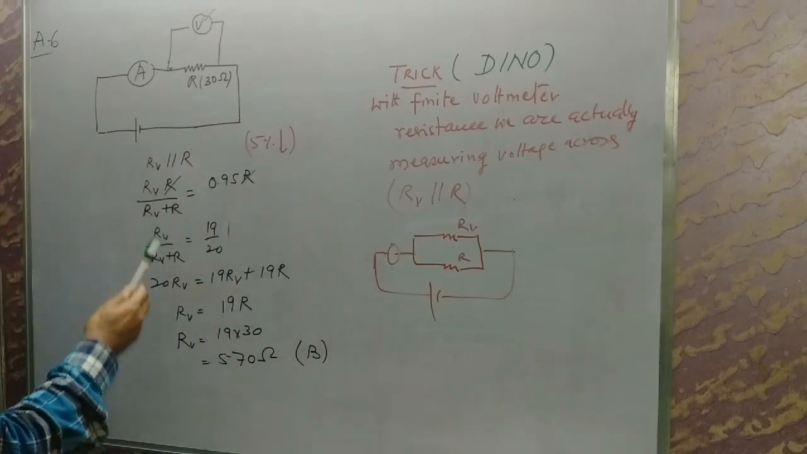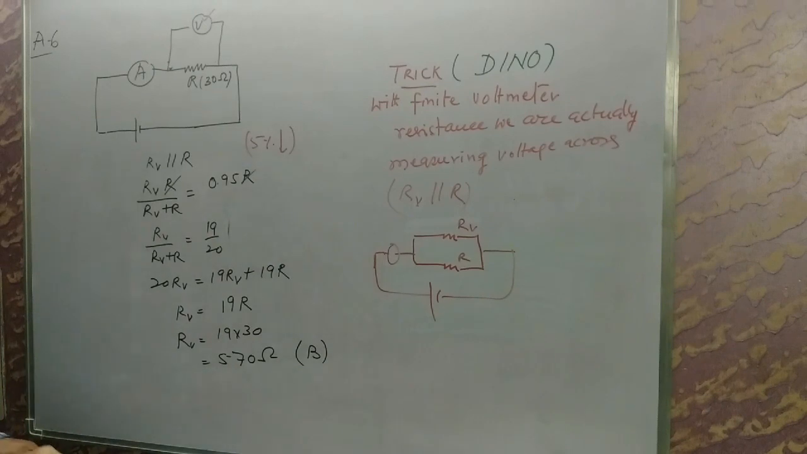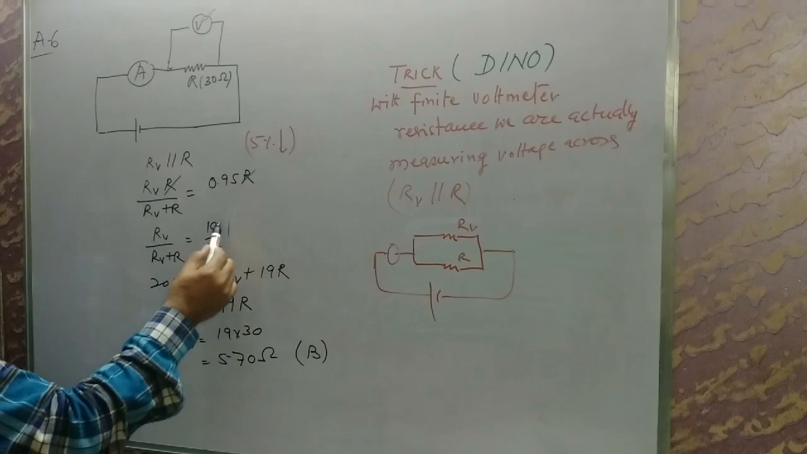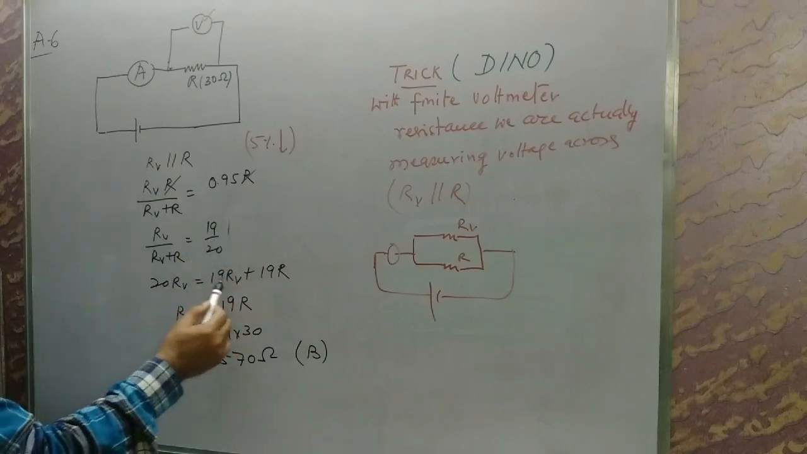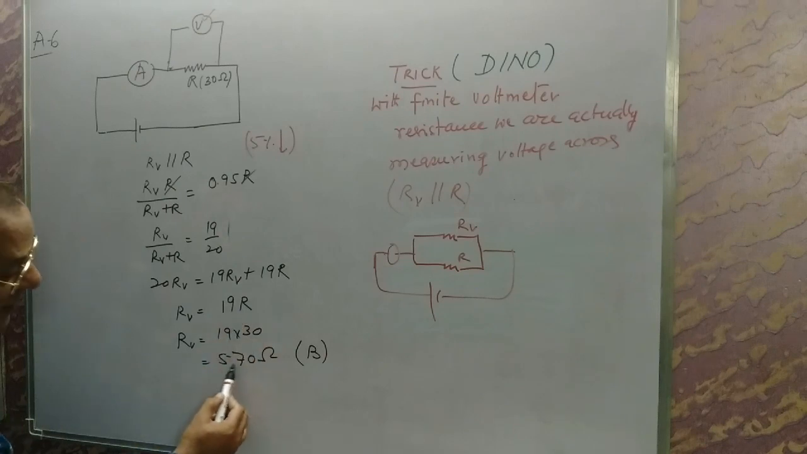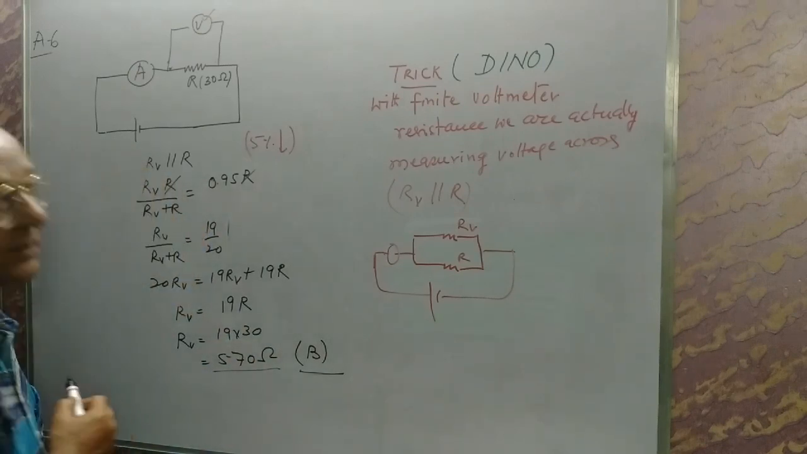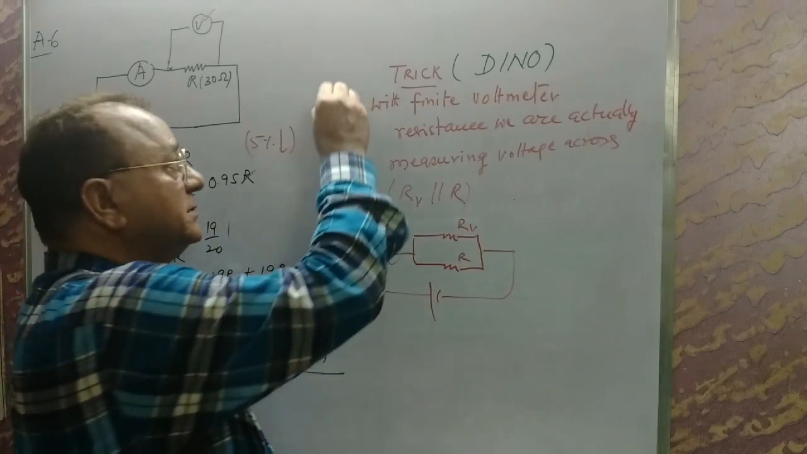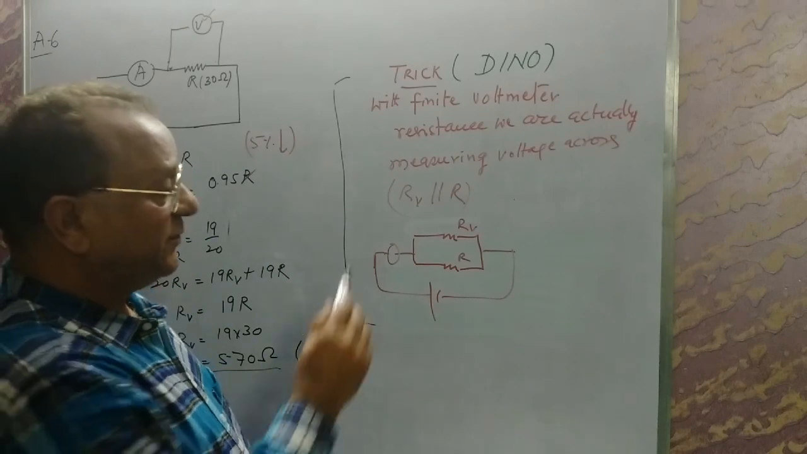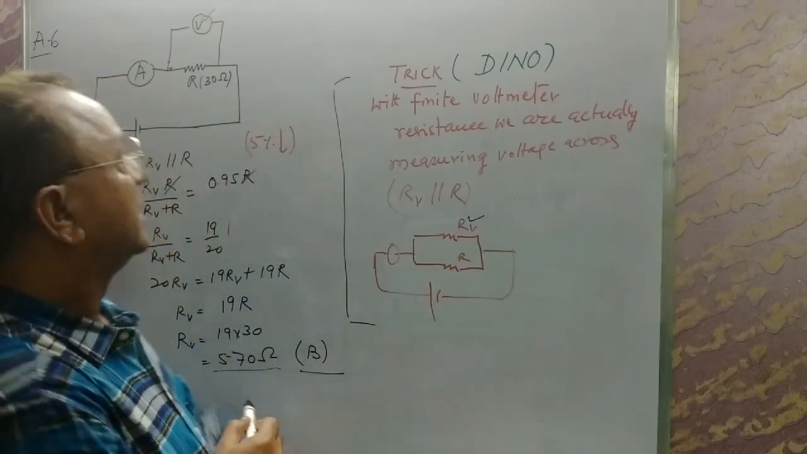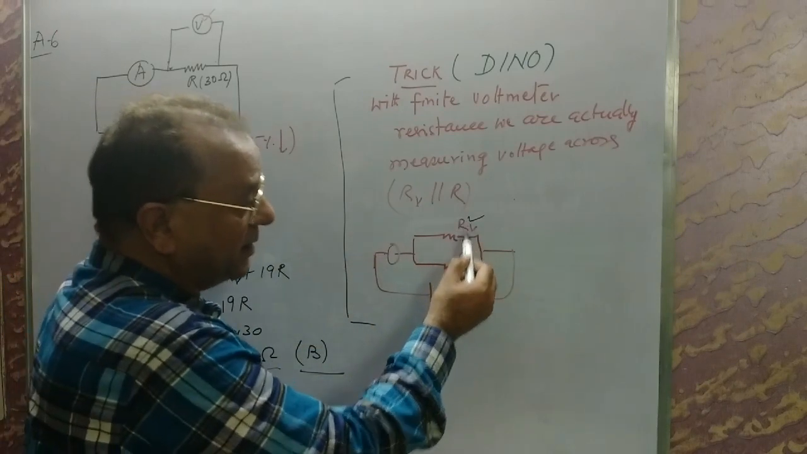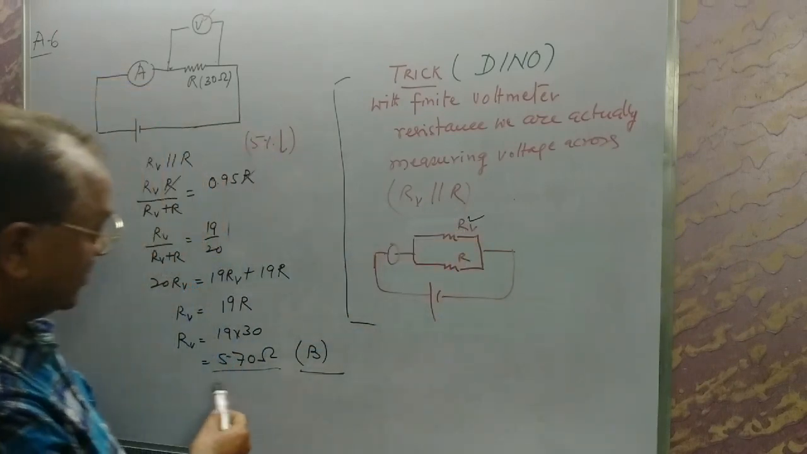This gives us RR will cut. RB plus R is equal to 19 by 20. 20 RB, 19 RB. RB is equal to 19 into R, 19 into 30 is equal to 570. B is the answer. Again, I will stress this point that with finite resistance of voltmeter, voltmeter is not used as a measuring instrument, rather it will act as another resistance whose value is 570.